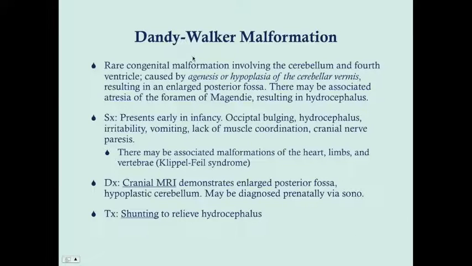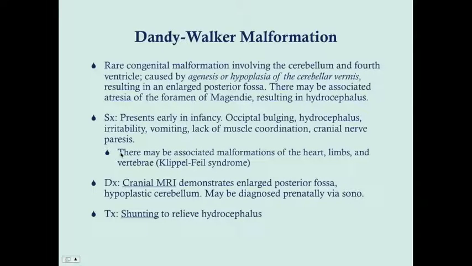There's less cerebellum, so there's more room for the fossa. And this Dandy-Walker malformation can also be associated with atresia of the foramen of Magendie, and that results in hydrocephalus. The symptoms present early on in infancy. You can have occipital bulging right in the back, and that's going to make sense when you see pictures of these. Hydrocephalus because of the Magendie atresia, irritability, vomiting, lack of muscle coordination, cranial nerve paresis. So you've got the irritability and vomiting probably because of the increased intracranial pressure, lack of muscle coordination probably because of issues with the cerebellum.